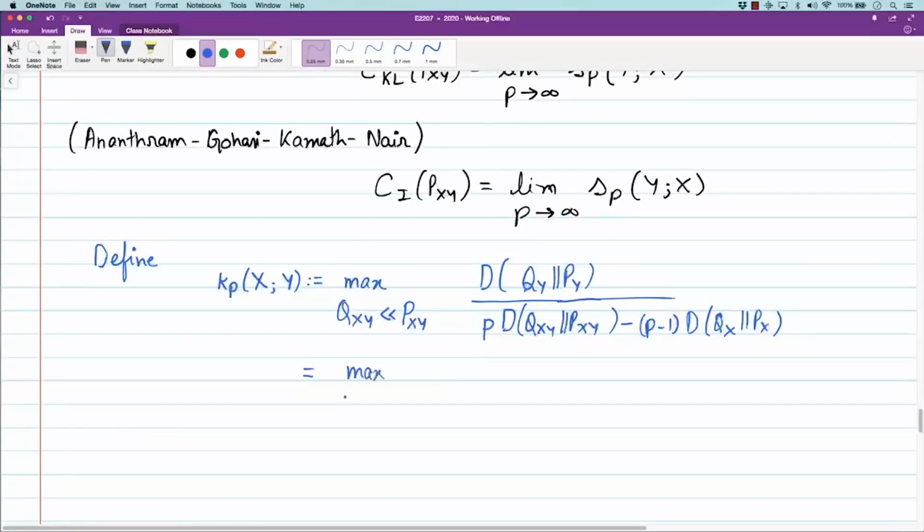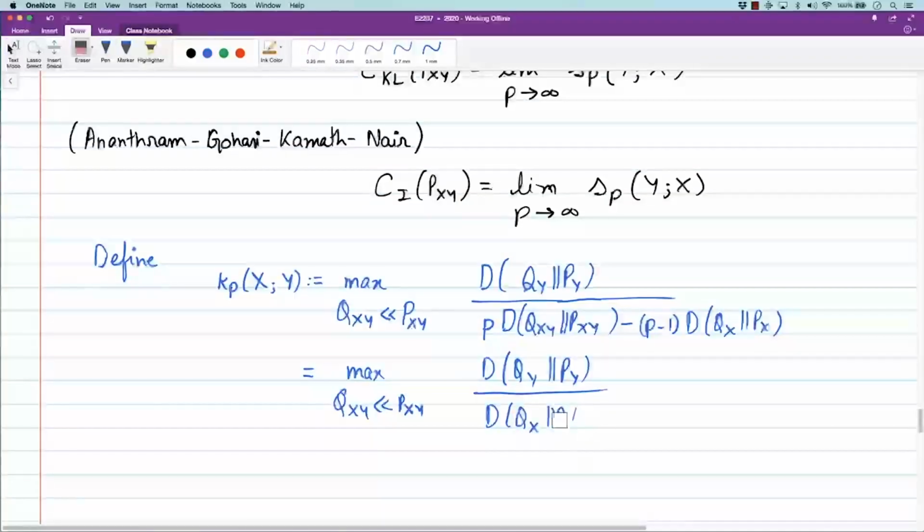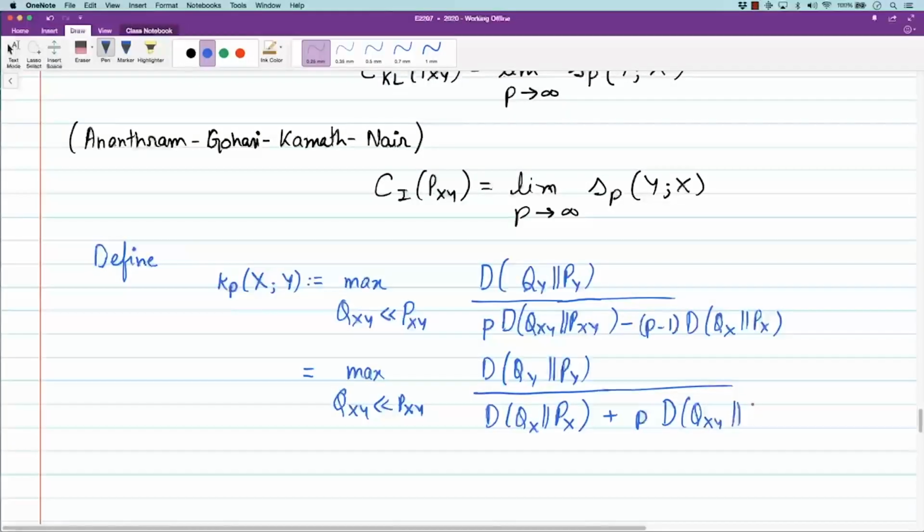This is also equal to the max over qxy absolutely continuous with respect to pxy of the divergence between qy and py, just like the strong data processing coefficient. But there's an additional term which comes in, and that additional term is p times this minus this, so that's the divergence between qxy and qx py given x. Okay, that comes in.